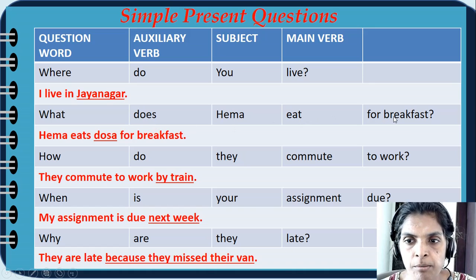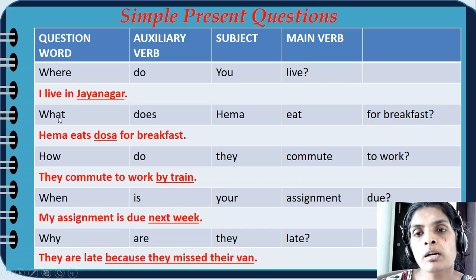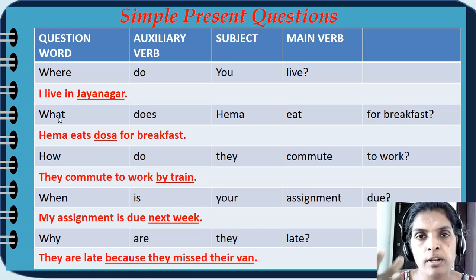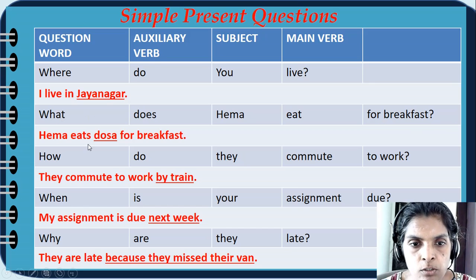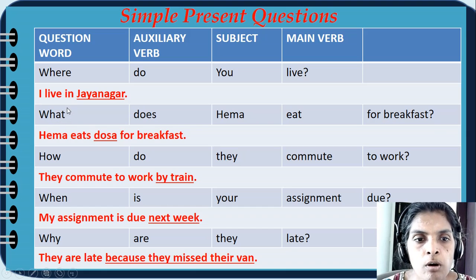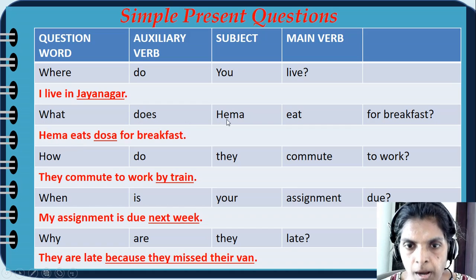What does Hema eat for breakfast? So here is what. If you want the answer as a noun or a thing specifically, then it will be what. Hema eats dosa for breakfast. See, dosa is underlined. So this dosa is a noun, isn't it? So you are going to ask a question with what. What does, because here it is eats, simple present tense. What does Hema eat for breakfast? These are extra. So these extra ones will come as it is.